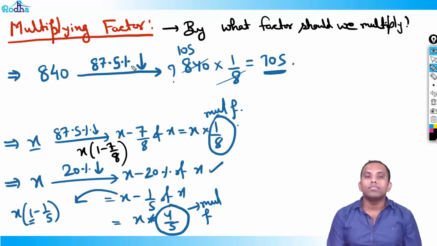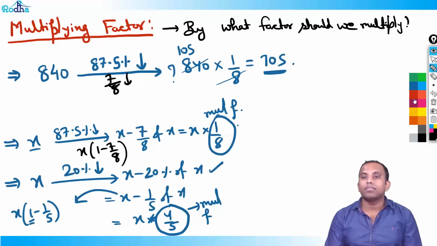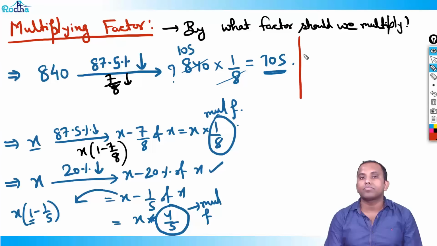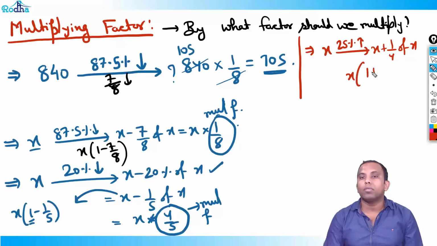What is the value here? 7 by 8. This value is 7 by 8. So since it is decreasing, it is 1 minus 7 by 8. If something is increasing, suppose x is being increased by 25%, it's like x plus 1 by 4 of x. It's like x into 1 plus 1 by 4. It's like x into 5 by 4. This 5 by 4 is my multiplying factor, right?